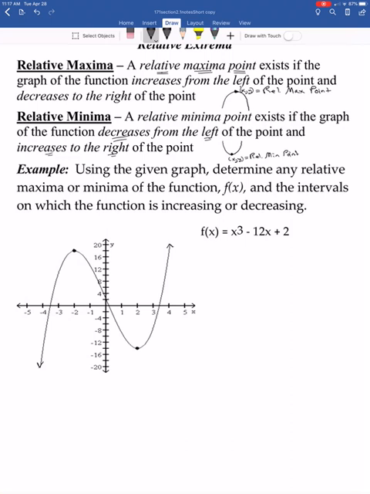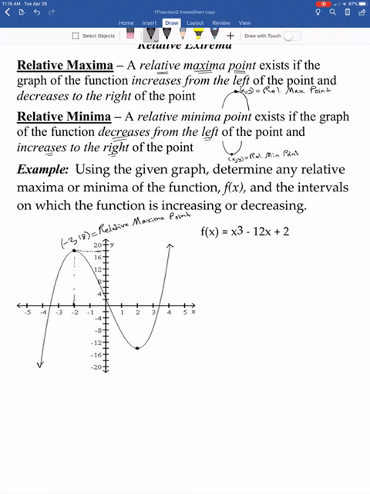So as we're looking at turning points, right here is a turning point. And let's label that. That looks like -2 for the x-coordinate. And it looks like 18 for the y-coordinate. And you could plug in -2 for x. -2 cubed minus 12 times -2 plus 2 is 18. And that point, that is the turning point. That is our relative maxima point.